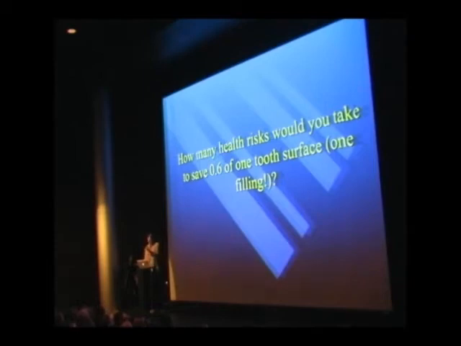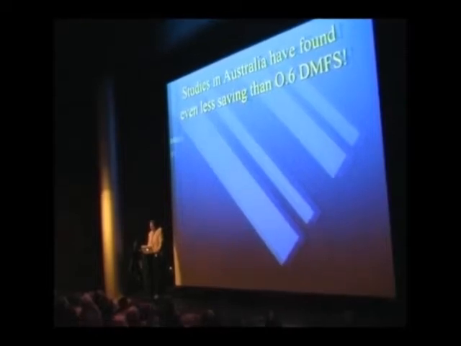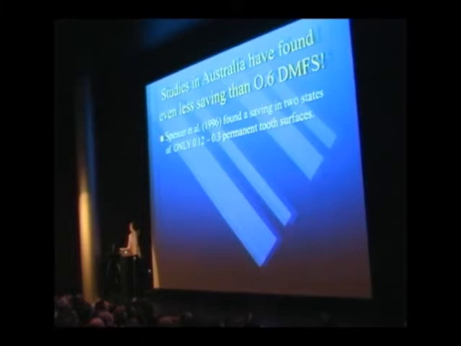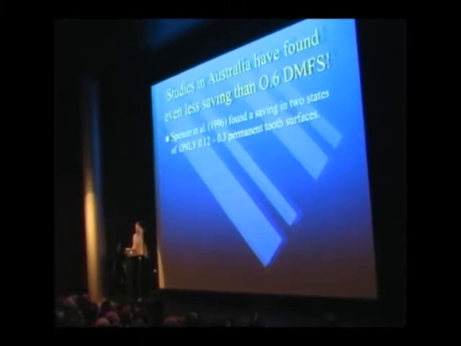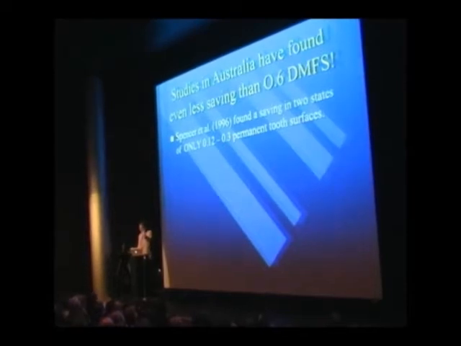Or if you like, it's one tooth surface between two people. Studies in Australia have found even less saving than 0.6. One study done in 2 states, Queensland and Western Australia, found a saving of between 0.12 and 0.3 of one permanent tooth surface. So we'd have to have a different statute in Australia.